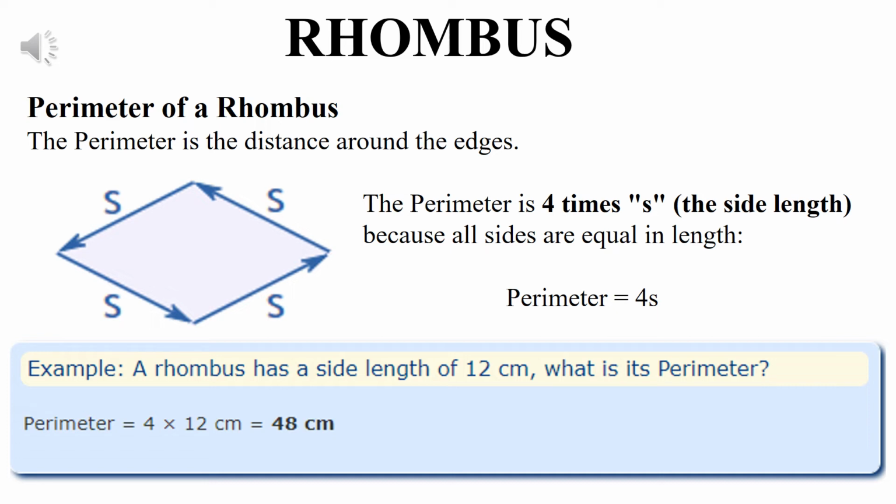Perimeter of a rhombus. The perimeter is the distance around the edges. The perimeter is 4 times s, the side length, because all sides are equal in length. Perimeter is equal to 4s. Example, a rhombus has a side length of 12 cm. What is its perimeter? Perimeter is equal to 4 times 12 cm, which is equal to 48 cm.